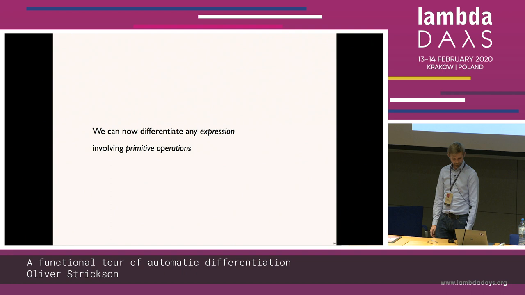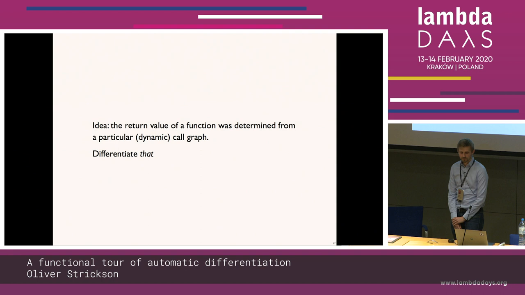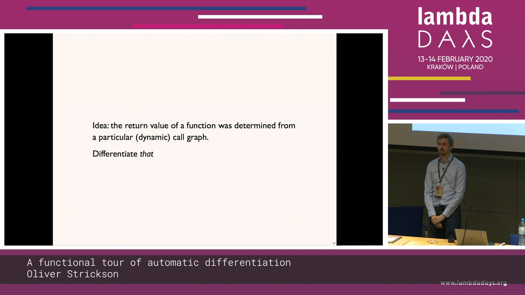Okay, so that lets us now differentiate any expression. We can use these two graph algorithms on anything involving these primitive operations. Obviously, real code can be a lot more complicated than that. I might have branches and loops and things in it. So the central idea is really that I'm going to differentiate the result of the call graph that I get when I run the program. Every value in the program is determined by some sequence of operations, and I just differentiate that sequence.